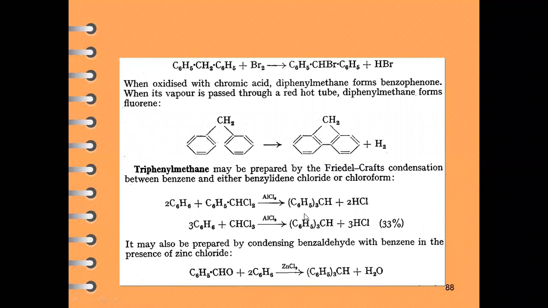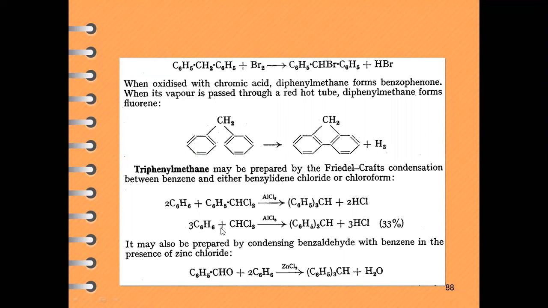a triphenyl methane. See, in case of diphenyl methane, this is CH2. But here we have substituted three positions of the bridged carbon atom with three benzene rings. That's why the name of the compound is triphenyl methane. And there is formation of hydrochloric acid. So this method we have already utilized for the formation of diphenyl methane. Same method is there, but with three benzene rings, that is triphenyl methane.